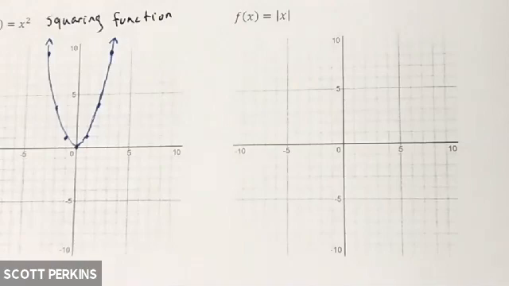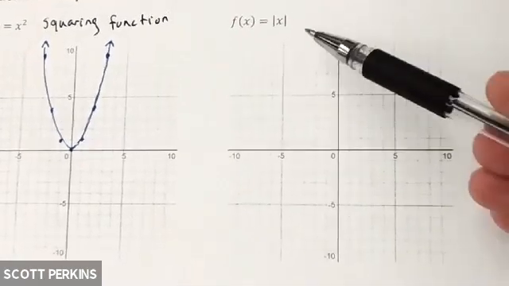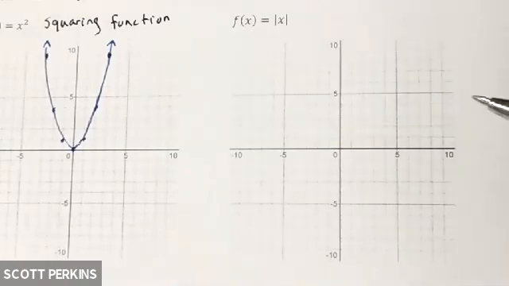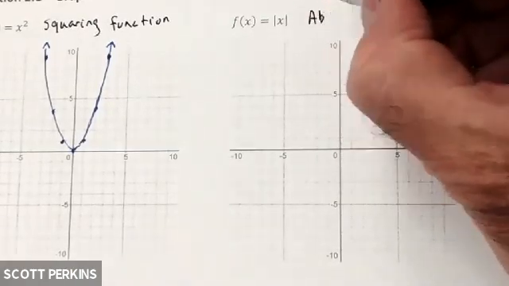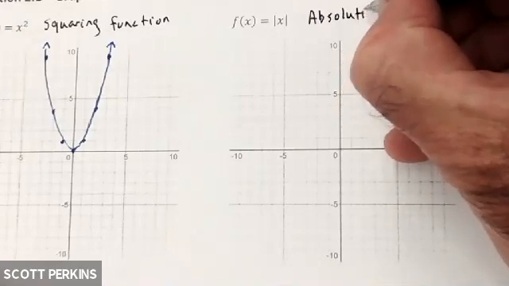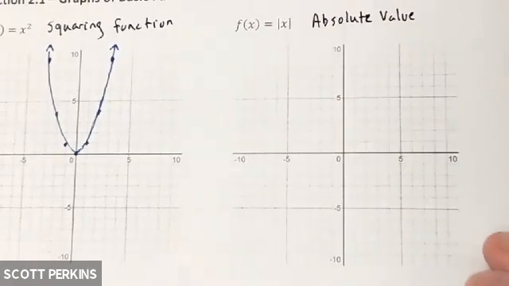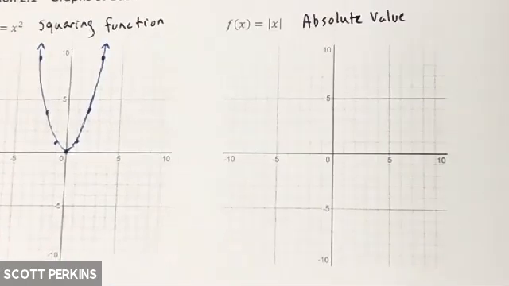This next one, does anyone know what these bars mean? Yeah, absolute value. You may or may not have seen that before. Absolute value is another function we will talk about in greater detail later in the class. What the absolute value does is it just basically takes any number and makes it positive.